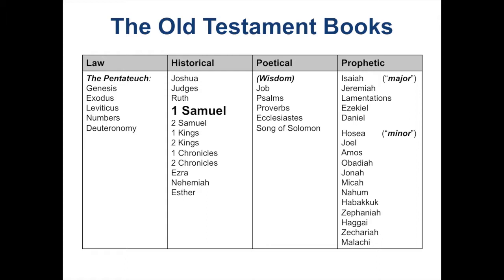We see that the book of 1 Samuel is not part of the law, the first 5 books of the Bible, nor is it part of the poetic books of the Old Testament, the wisdom books such as Psalms and Proverbs and so on, nor is it part of the properly prophetic books, either the major or the minor prophets. It belongs in the category of the historical books of the Old Testament, and it is the 4th of the historical books, following a rough chronology: Joshua, Judges, Ruth, now 1 Samuel.